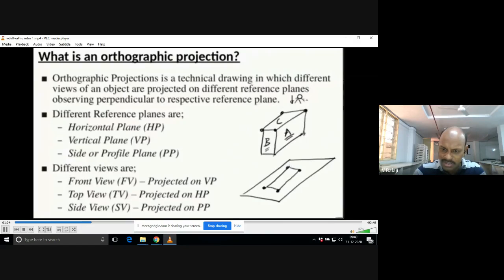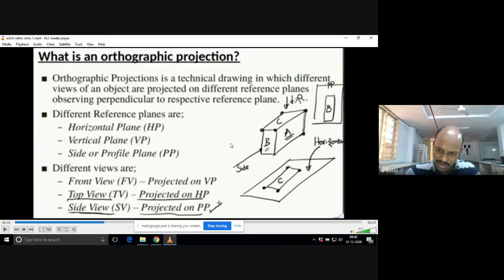Now, in the same way, can you imagine the side view? Here you see, the person is standing somewhere here, looking at the object from the left hand side. This is the side view direction. A person is standing here looking at the object.